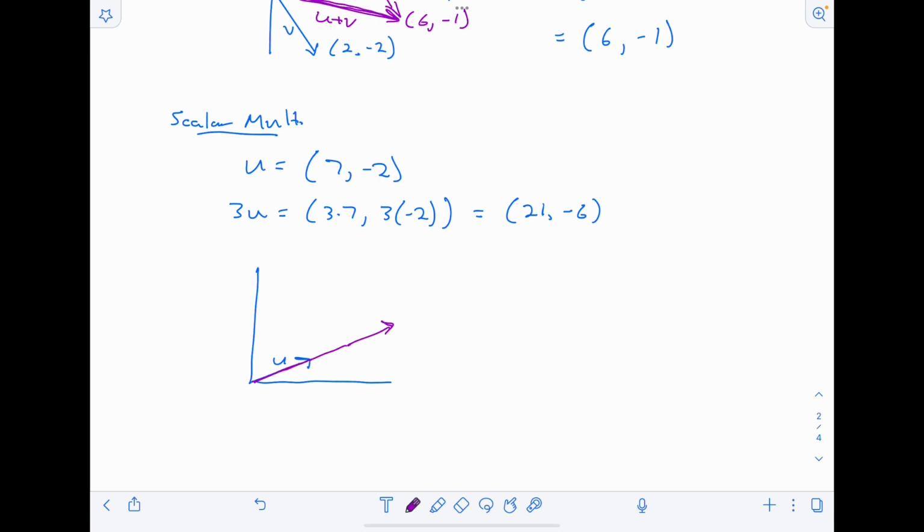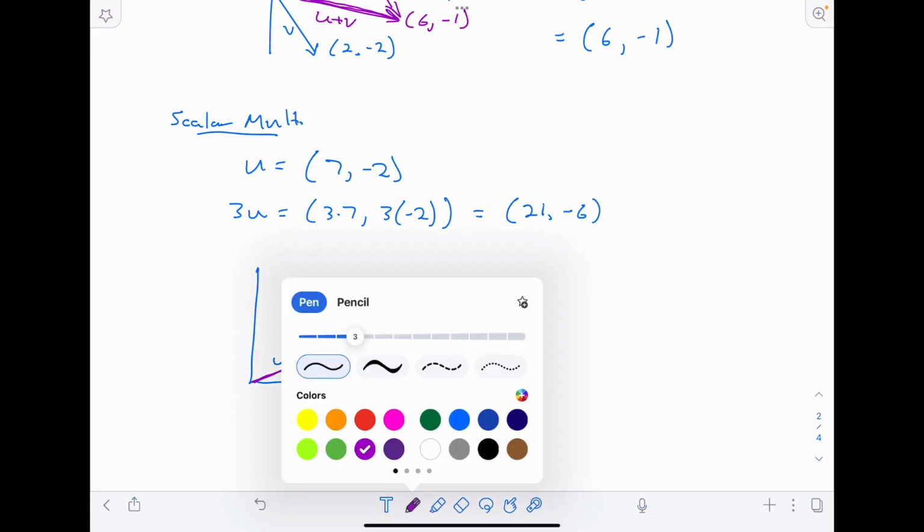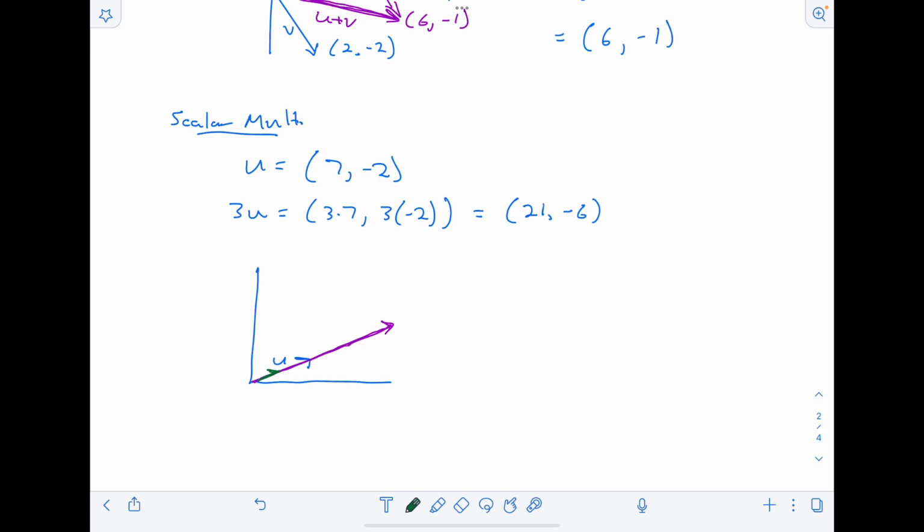So that would be my new vector. Same direction, just 3 times longer. We're just increasing its length by a factor of 3. Obviously, if I multiply by less than 1, something between 0 and 1, I would shorten it. So if I multiplied it by half, I would have a vector that would be half as long.